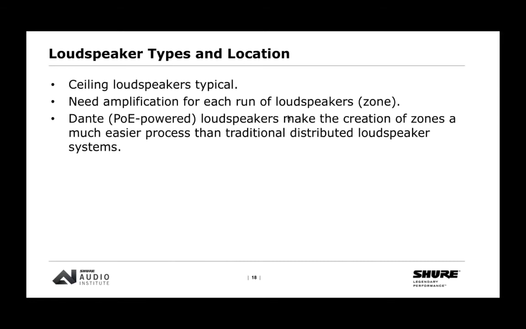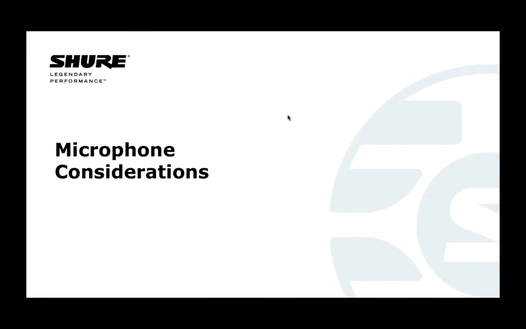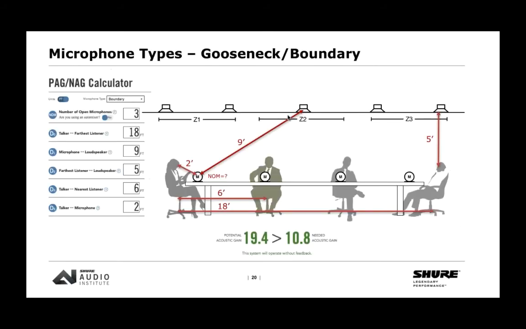If we're looking at a traditional 70-volt system, you're going to need an amplification channel for every run of loudspeakers. Each zone will need to have an amplification channel separate from the others. And again, as I mentioned previously, Dante PoE loudspeakers make the creation of zones a much easier process than the traditional 70-volt systems, and also give you the ability to reconfigure it in the field if you need to make any additional adjustments. As for microphones, we're going to look at some real-world conditions here.